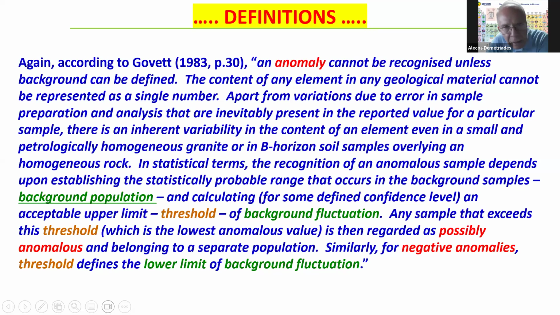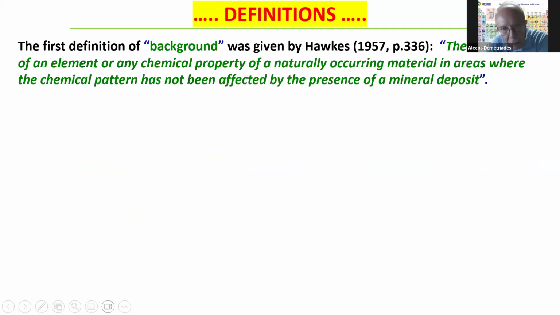In statistical terms, the recognition of an anomalous sample depends upon establishing the statistically probable range that occurs in the background population, and calculating for some defined confidence level an acceptable upper limit, the threshold, of background fluctuation. Any sample that exceeds this threshold, which is the lowest anomalous values, is then regarded as possibly anomalous and belonging to a separate population. Similarly, for negative anomalies, threshold defines the lower limit of background fluctuation.